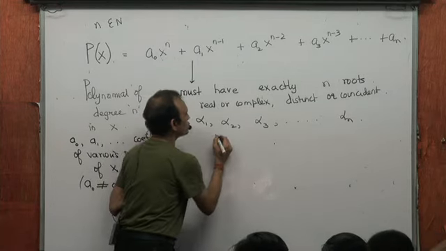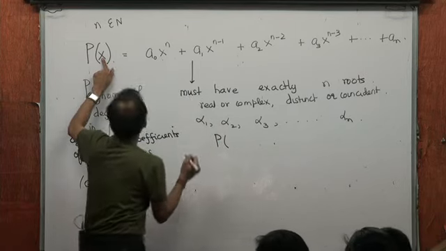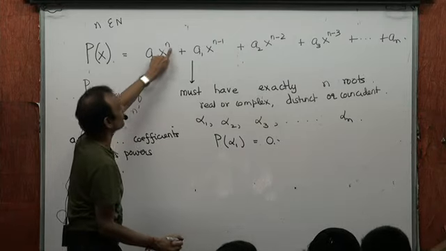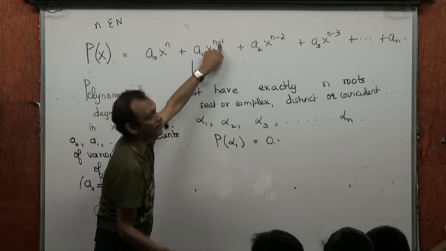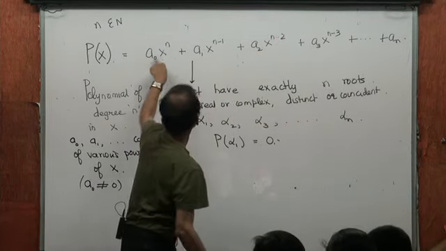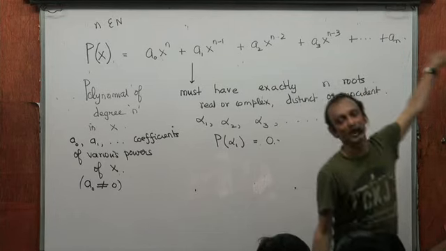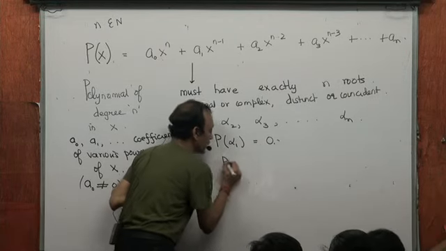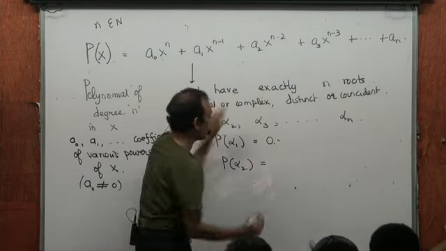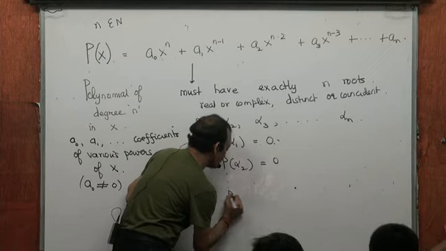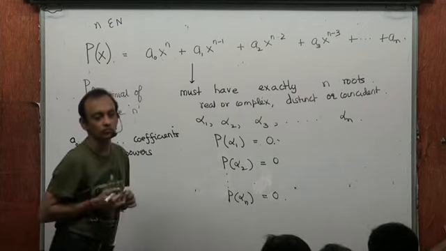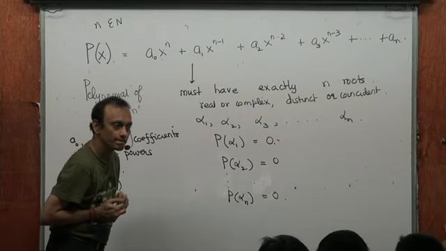If alpha 1 is a root, that means when you replace x by alpha 1, the polynomial must become 0. That means a naught alpha 1 to power n plus a1 alpha 1 to power n minus 1 plus a2 alpha 1 to power n minus 2 plus an must be 0. At x equal to alpha 1, this expression must vanish. Similarly, put x equal to alpha 2 in this expression, it must vanish. Put x equal to alpha n, this expression must vanish at x equal to alpha n. Yes or no? Clear?